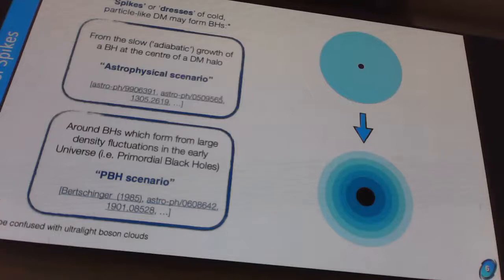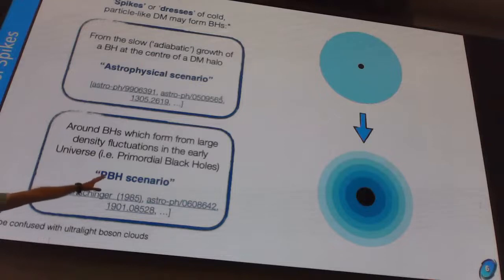What I'm going to talk about is a slightly different thing, which is the formation of what I'm calling dark matter spikes, or dark matter dresses. There are two scenarios where you could build a dense spike of particle dark matter around a black hole. One of them is when you have a black hole which is growing slowly at the center of a dark matter halo. And when it does that, it contracts the dark matter halo and gives you a very large density of dark matter.